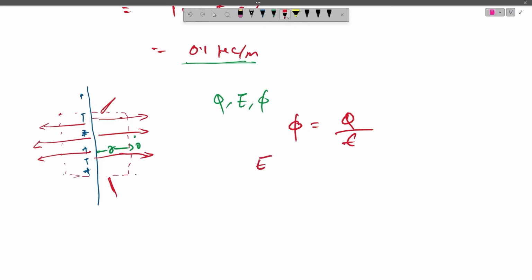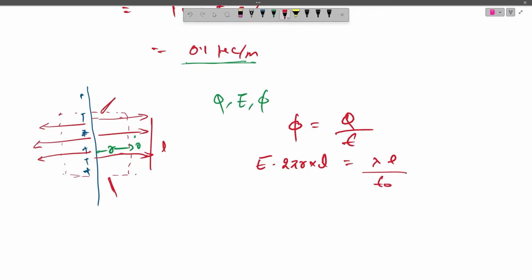So E dot the curved surface area of the cylinder, which is 2 pi r multiplied by length, or the height, this is the length, would be equal to Q enclosed. Now Q enclosed would be given by lambda times L. Lambda is the linear charge density multiplied by length L, divided by epsilon naught.